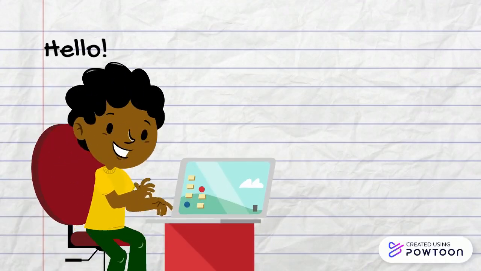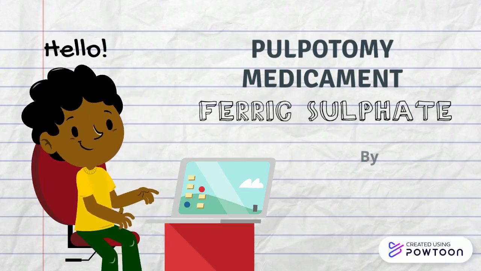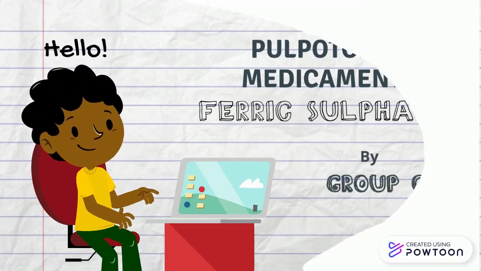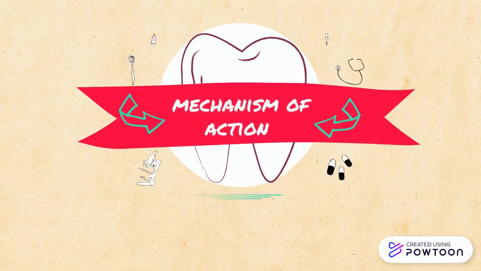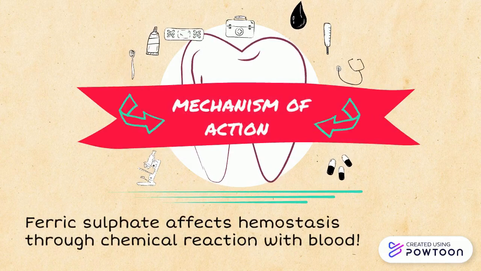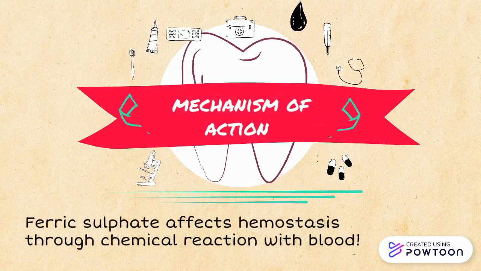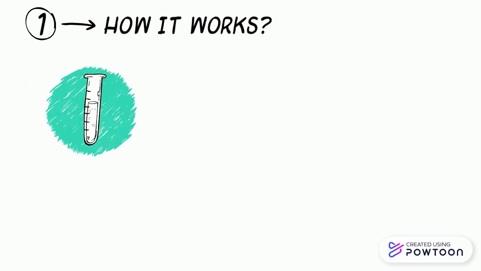Hello everyone, so today we are going to share with you about pulpotomy medicament, which is ferric sulfate, prepared by Group C. For the mechanism of action, ferric sulfate affects hemostasis through a chemical reaction with blood. This property makes ferric sulfate a very efficient hemostatic agent, without need for help from the hemostatic system to exert its effect. Have you guys wondered how does it work?